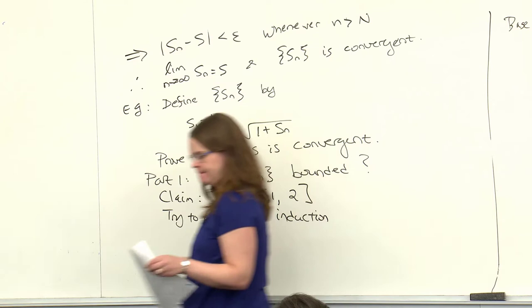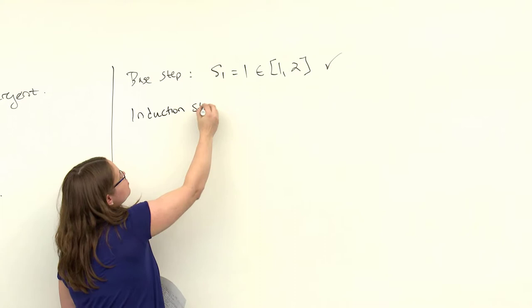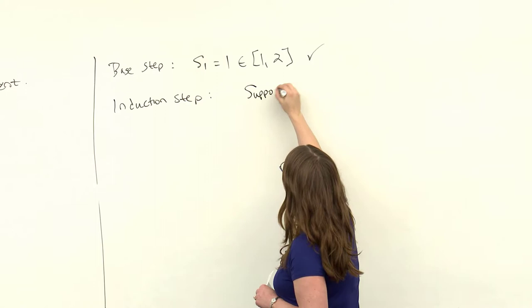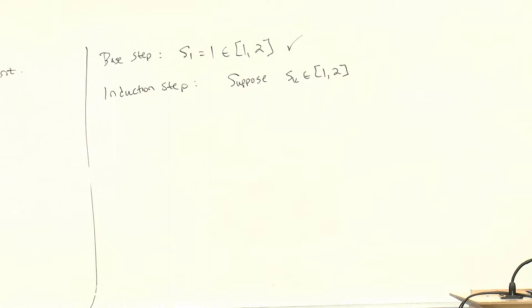Okay, now we're going to do our induction step. We're going to start it the way we always do. We're going to suppose Sk lives between 1 and 2. And we want to look at Sk plus 1 and show that it's forced to also stay between 1 and 2. Right? That'll mean that since S1 lives in that interval, that forces S2 to live in that interval, which forces S3 to live in there, and so on. They just keep staying in there.